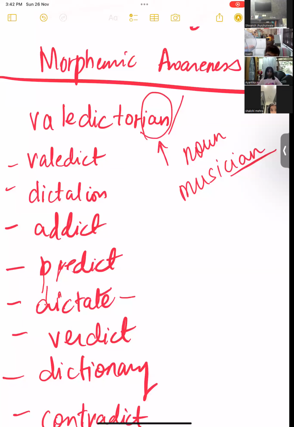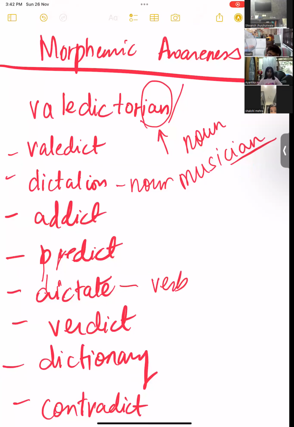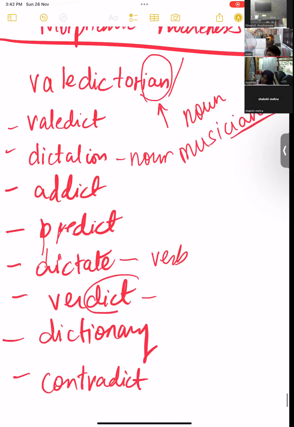What is verdict? Now, verdict is the statement that the judge gives. So the judge is going to give the statement that this person who is accused of a crime, is he innocent or is he guilty? So the judge is going to give a verdict. Again, verdict, because he's going to say something about the person who is accused. Dictionary is a book that tells you the meaning. Again, dictionary is telling you something.